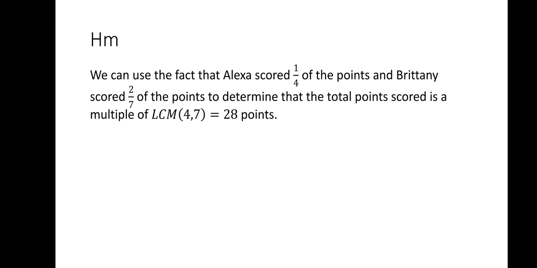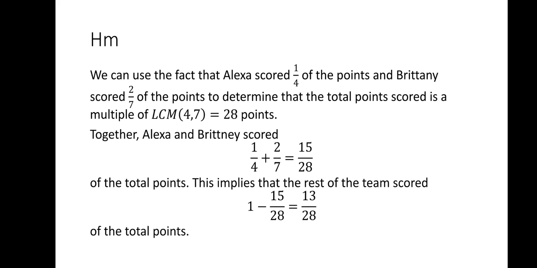We can use the fact that Alexa scored 1/4 of the points and Brittany scored 2/7 of the points to determine that the total points scored is a multiple of 28, because the denominators are 4 and 7 and the least common multiple is 28. Together, Alexa and Brittany scored 1/4 plus 2/7, or 15/28 of the total points. So the rest of the team, including Chelsea, scored 13/28 of the total points.